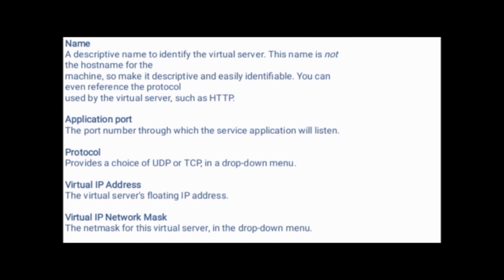You can even reference the protocol used by the virtual server, such as HTTP. Application port: the port number through which the service application will listen. Protocol provides a choice of UDP or TCP in a drop-down menu. Virtual IP address: the virtual server's floating IP address. Virtual IP network mask: the net mask for this virtual server in the drop-down menu.